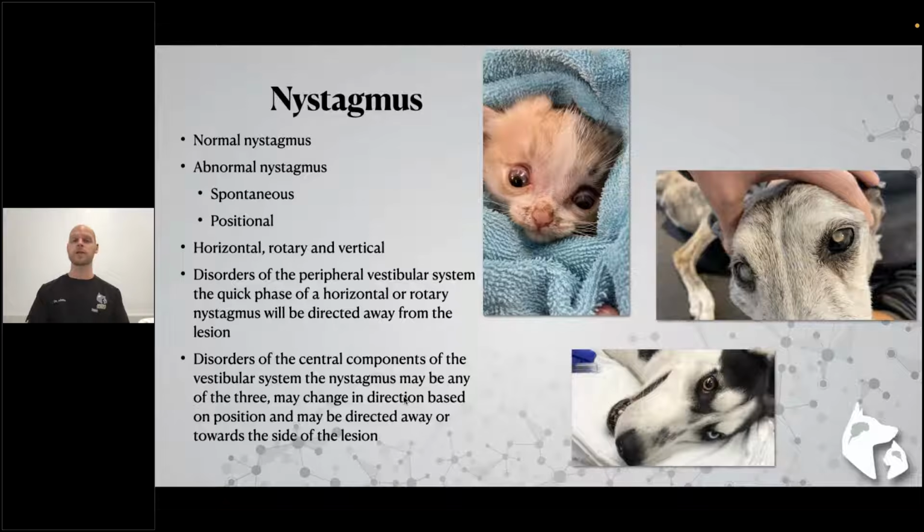So if you have a dog that walks in with a spontaneous horizontal nystagmus, but you put that dog on its back and it goes vertical or goes rotary, that would suggest a central vestibular dysfunction, okay? And the nystagmus may be directed away or towards the side of the lesion with central. So that's, again, an important distinction and something that we're going to cover here in just a little bit. So we have these examples.